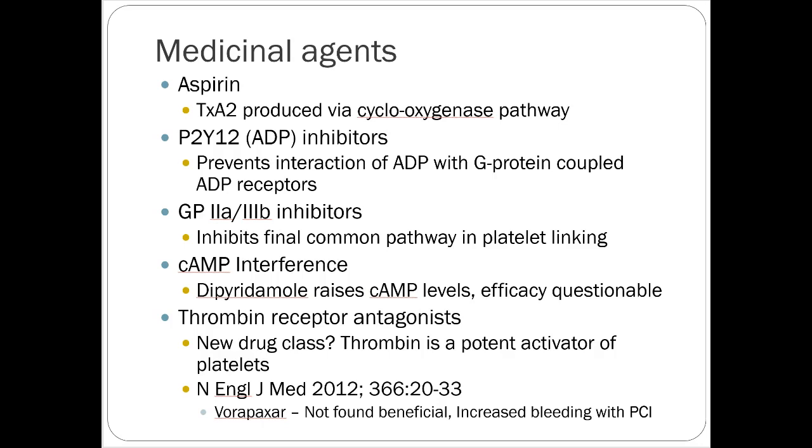GP2A3B inhibitors inhibit a final common pathway of platelet aggregation. These are more commonly used for catheterization procedures or acute things, not necessarily in the emergency department, but more procedural related. We don't really use them outside of our cath lab probably, which is where we see them the most. So they're more of a, we need this person inhibited now.